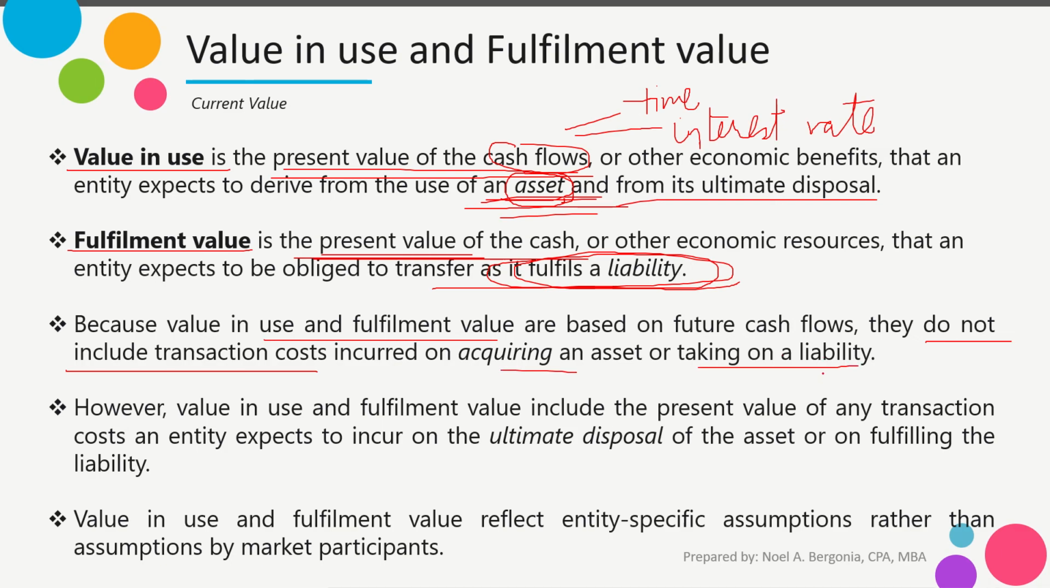Okay? So just like the fair value, di ba sa fair value, we do not consider transaction costs. Historical cost lang talaga yung malakas, no, na nag-i-include ng transaction costs. Okay? So hindi po ulit kino-considered ang transaction costs in value in use and fulfillment value. However, take note, okay, that value in use as well as fulfillment value include present value of any transaction costs. Okay? Sir, bakit kino-consider? Hintayin mo muna, no? Expect on the ultimate disposal and on fulfilling.